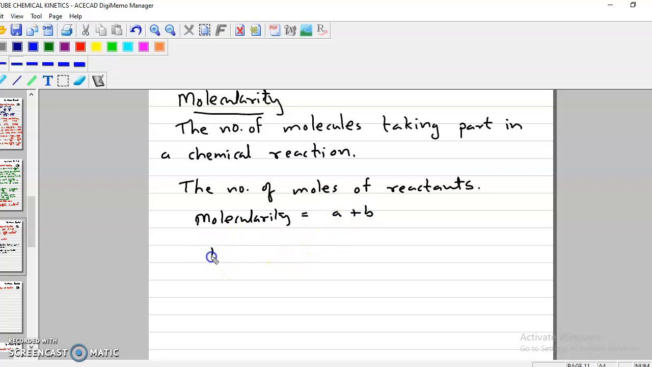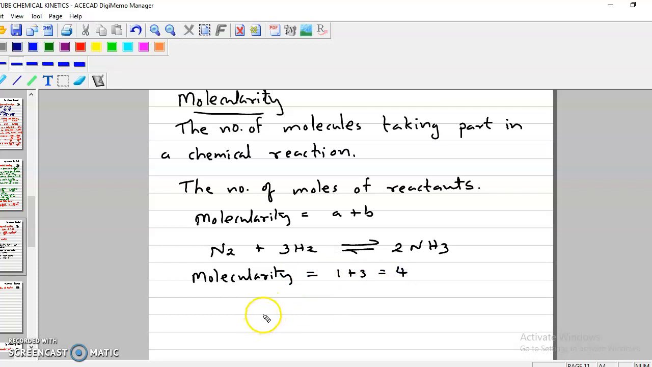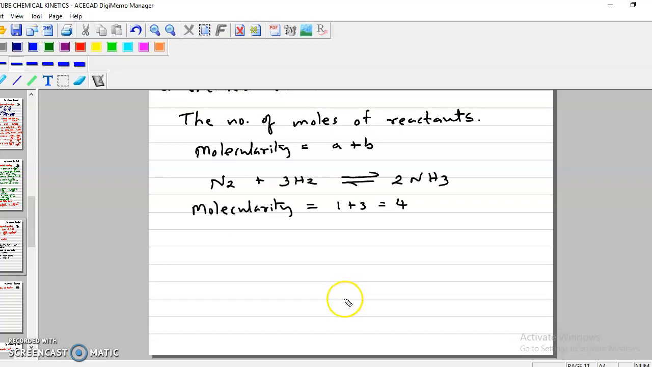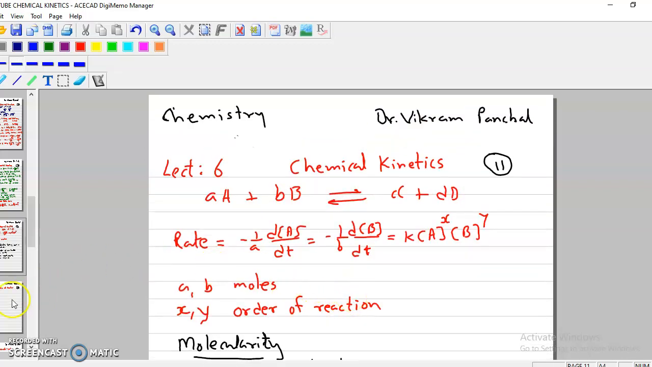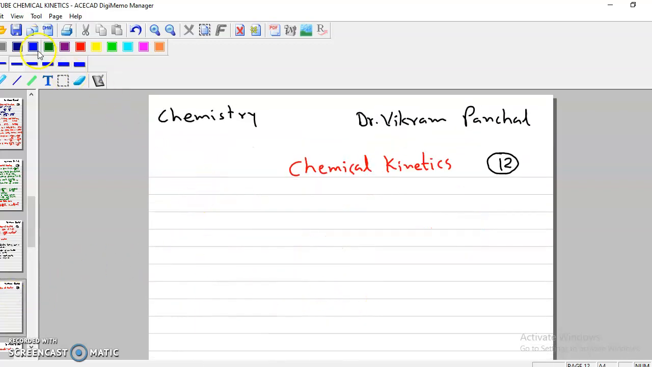Similarly, for another reaction like nitrogen plus hydrogen gives ammonia, the molecularity is the number of moles of reactants. So molecularity is equal to 1 mole of nitrogen plus 3 moles of hydrogen, which is equal to 4. So this is the molecularity of this reaction. Okay, and now we will see what is order of reaction.